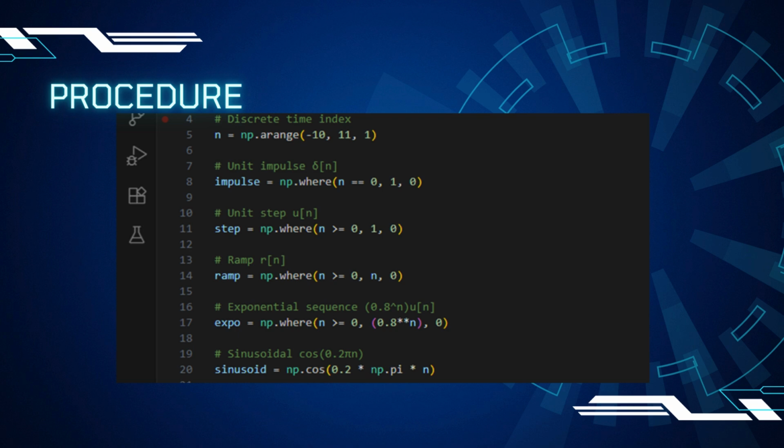In the unit step, the signal stays at 0 for negative values of n, and becomes 1 starting from 0 onwards. It represents a signal that turns on at n equal to 0. In the ramp, the values increase linearly after 0, forming an upward slope.